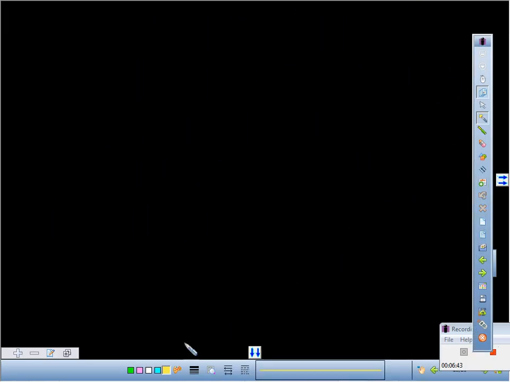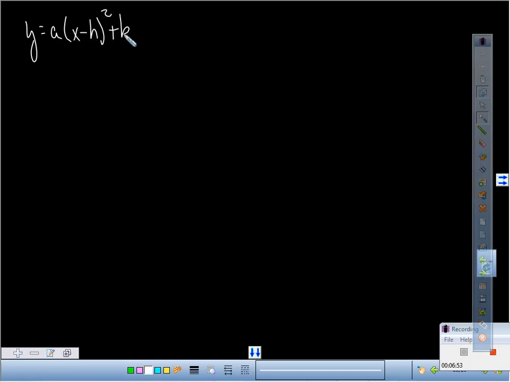Now here comes the more difficult stuff. y is equal to a times x minus h quantity squared plus k. Y'all remember this from last year? Anybody know what we call it?